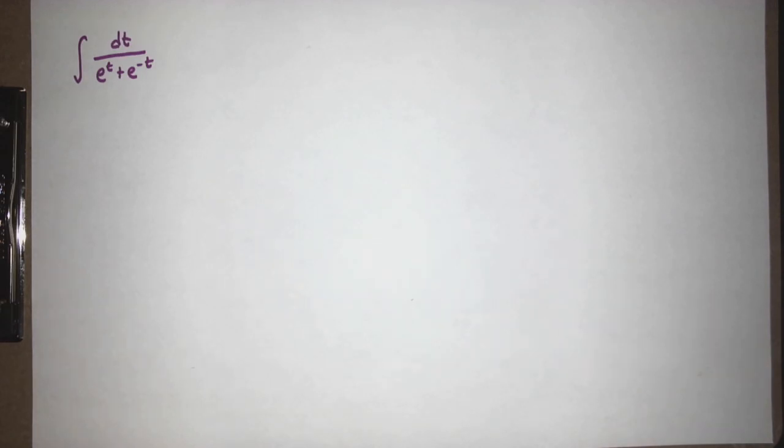All right. Find the integral of dt over e to the t plus e to the negative t. And I know what you're all thinking. Isn't that just hyperbolic secant, Steve? Yes, I know that's what we're all thinking. But let's pretend like we don't know that. All right. So with that out of the way, what can we do? What can we do?